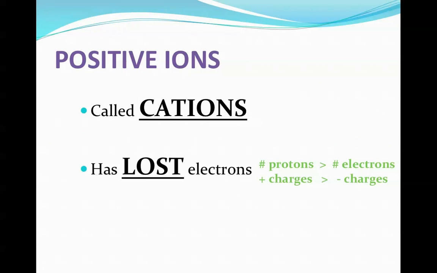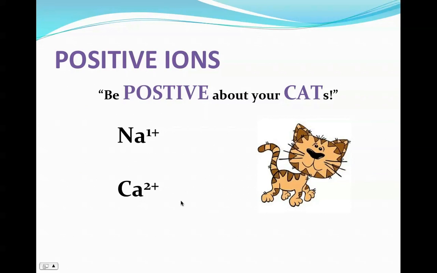So our positive ions are called cations. These have lost electrons. So again, positive ions have lost electrons. And again, that's because when we take away electrons, we take away negative charges, we're left with an overall positive charge. One way to remember that positive ions are called cations is the phrase "be positive about your cats." So these are two examples, sodium and calcium, of positive ions or cations.